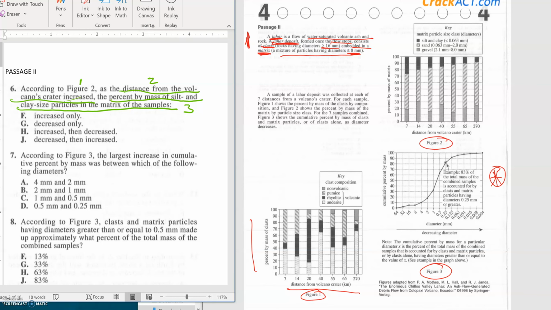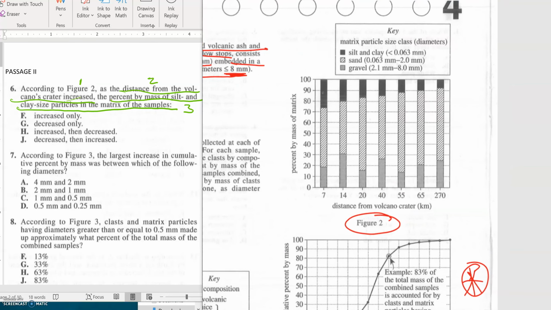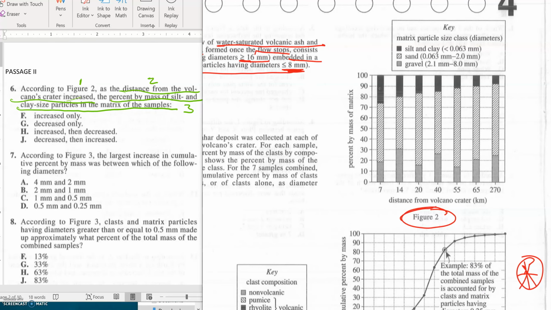Okay. So I'll increase this because I think we're only dealing with figure 2. Figure 2 is here, so we know we're in the right area. As the distance from the volcano's crater increased. So here's the distance from the volcano crater. It starts at 0 and it is increasing this way. So that's the way I'm looking. I'm looking at what happens from left to right. That's step 2, done. Step 3, percent by mass of silt and clay-sized particles in the matrix of the samples, increase, decrease, whatever. So now I need to do step 3.